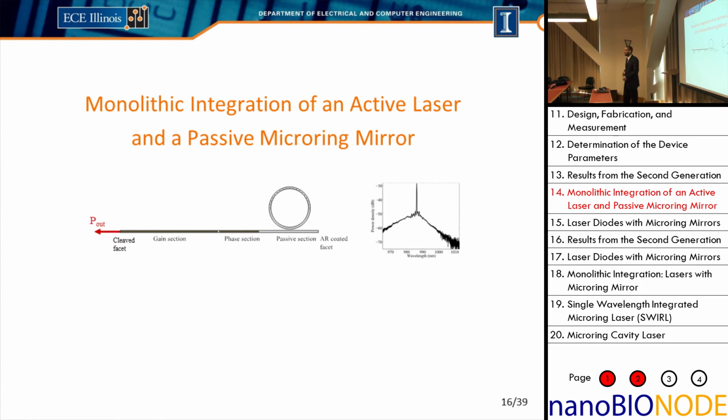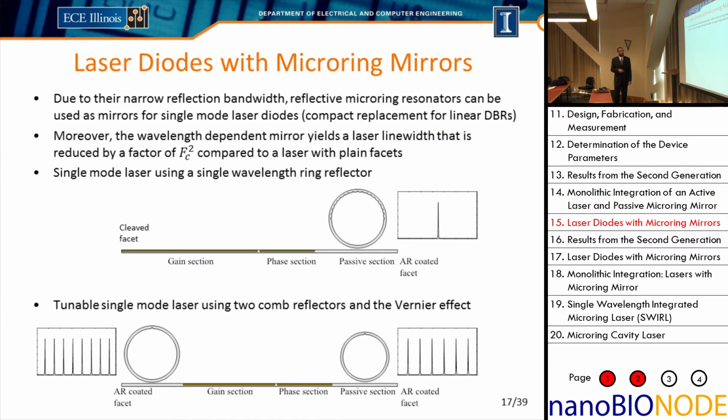Okay, so now I'm going to move into the applications. The first application that I'll talk about is how we integrate an active laser with a passive microring mirror. What we want to achieve is a device that has a single wavelength of lasing, and the lasing being determined by the passive section, which has the microring grating mirror.